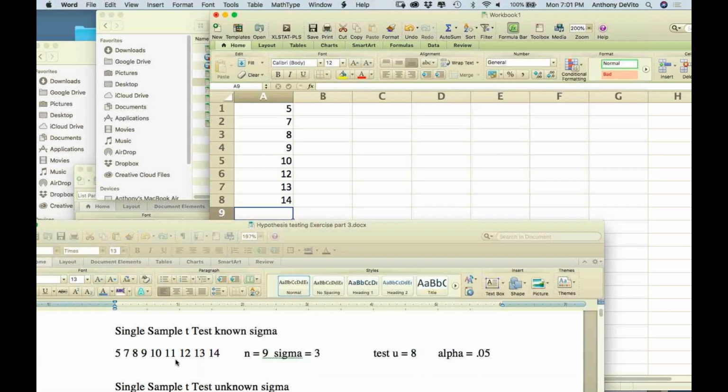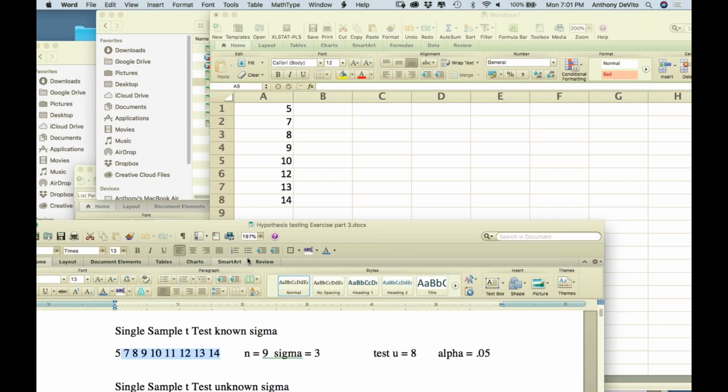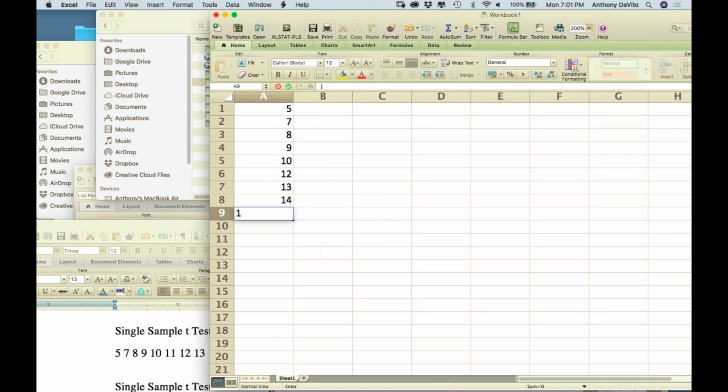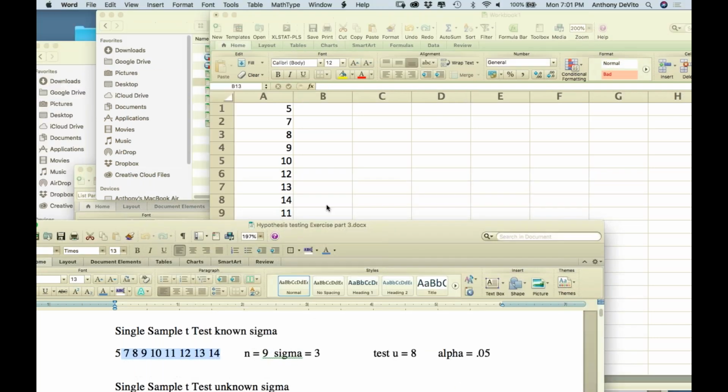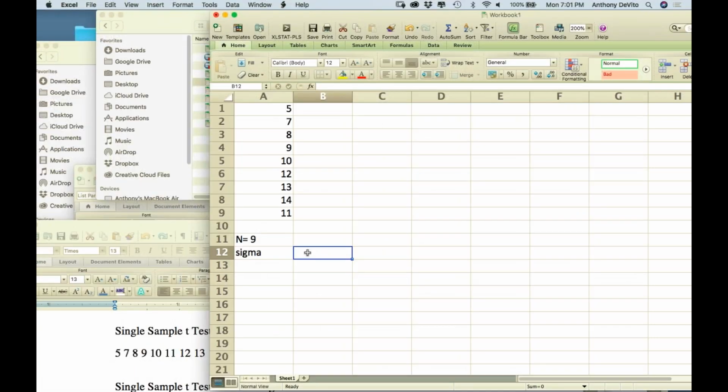7, 8, 9, 10, 11. What's that 11? Okay, they don't have to be in order. So let's find the, this is a sample size of 9. And sigma is unknown. Oh, sigma is known for the population to be 3. Sample size is 9.